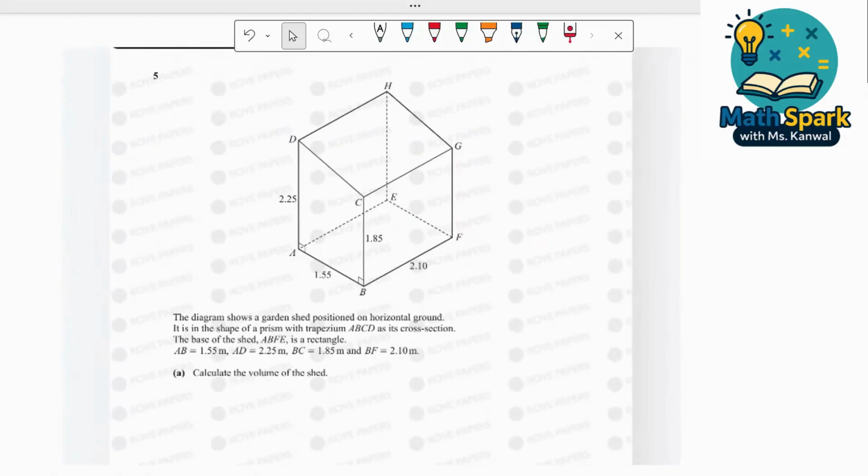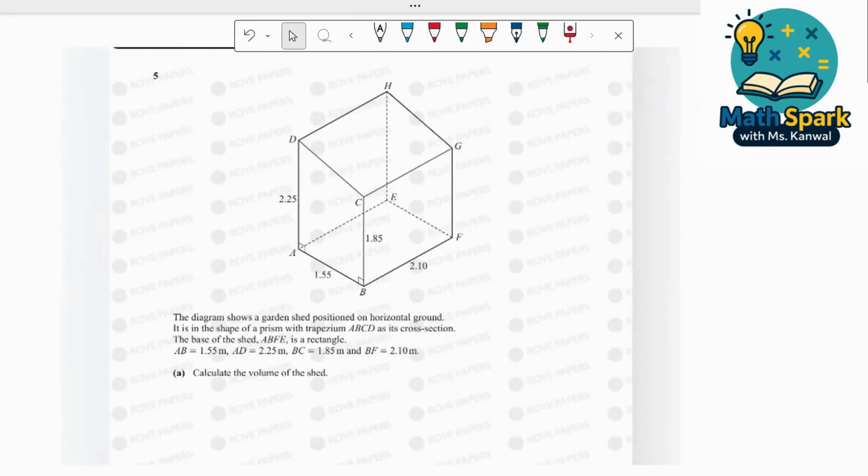Today on Math Sparks, the topic is volume and surface area of prisms. Let's start with the past paper questions. Here, the diagram shows a garden shed positioned on horizontal ground. It is in the shape of a prism with trapezium ABCD as its cross section.